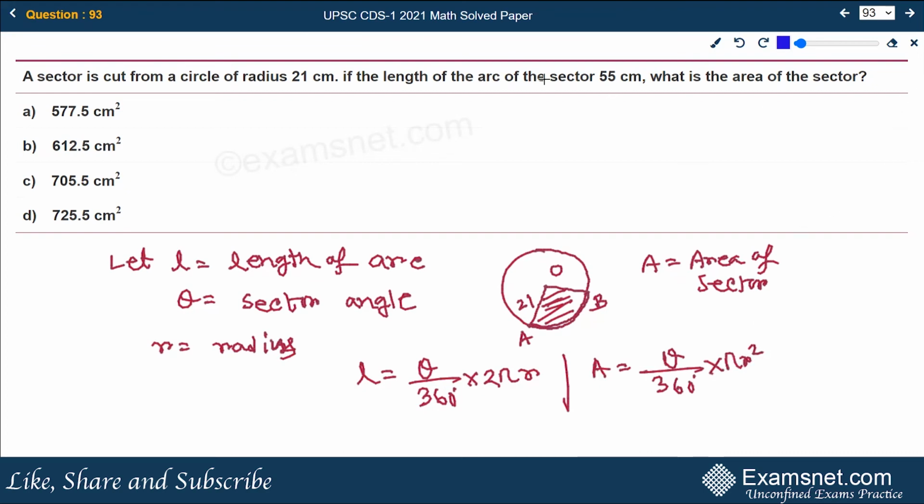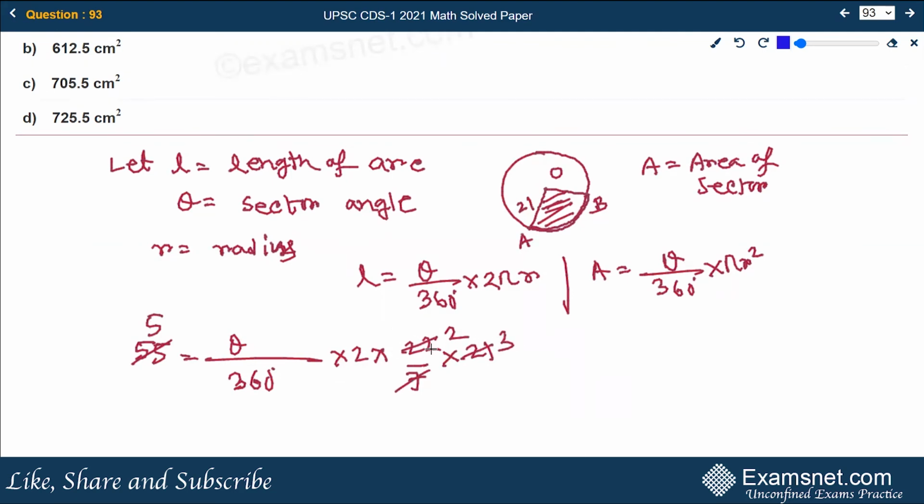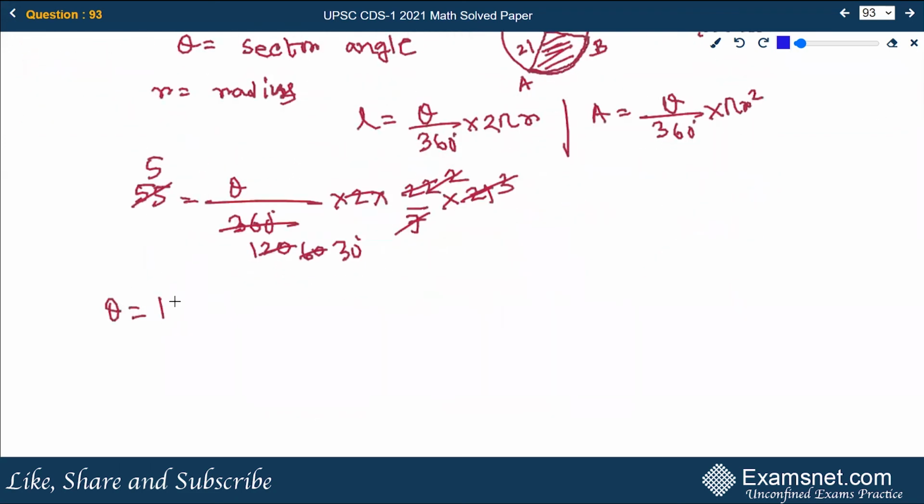Here we are given that the length of the arc is 55. So if we put the length here in 2 pi r and try to find the sector angle, we get theta equals 150 degrees. So we got the value for theta.